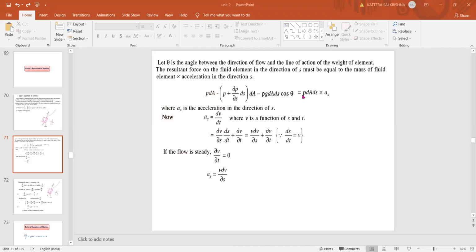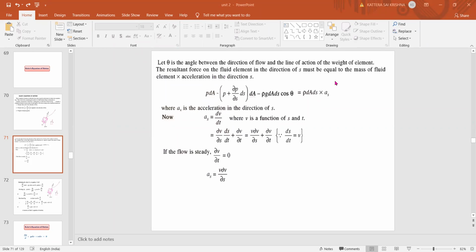Mass we already know: density is mass by volume, so mass becomes density into volume. Density is the symbol rho, and dA into ds is the volume of the cylindrical element. Any doubt here, how you got the term mass? Density into volume is nothing but mass. So mass into acceleration in the direction of S, that is why I wrote it as a_s. Okay, so this becomes your first equation.